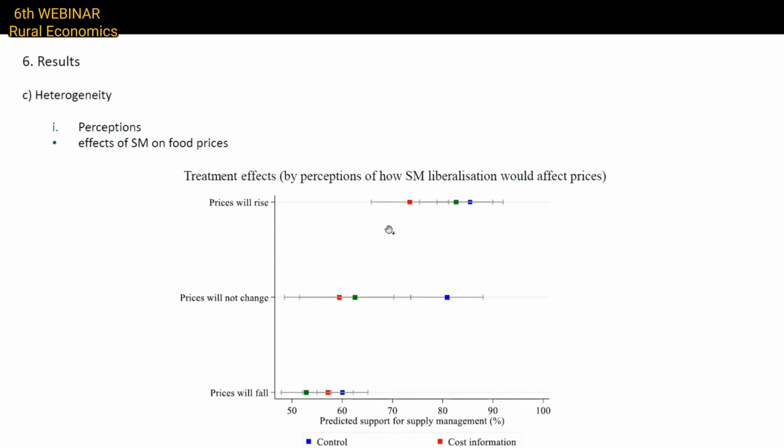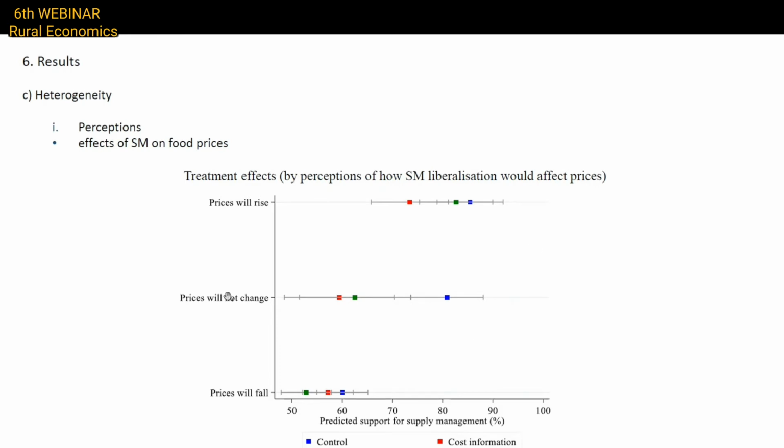What we find is that the control group of people who were wrong on prices had very high support, almost 90%. Then those people who were wrong and got the cost treatment were actually affected. It pushed their support down by almost 20 percentage points. The way we describe this is that correcting that misperception made a big difference. People who were wrong about the price effects internalized the information we were giving them, and it affected their view on the policy.